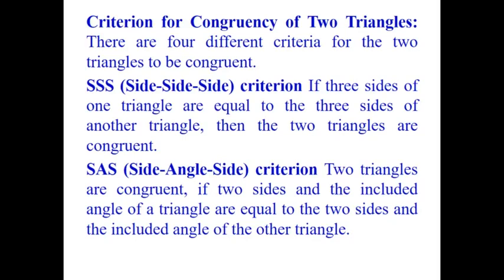There are four different criteria for the two triangles to be congruent. First is SSS, side side side criterion. If three sides of one triangle are equal to the three sides of another triangle, then the two triangles are congruent. Second, SAS, side angle side criterion. Two triangles are congruent if two sides and the included angle of a triangle are equal to the two sides and the included angle of the other triangle.